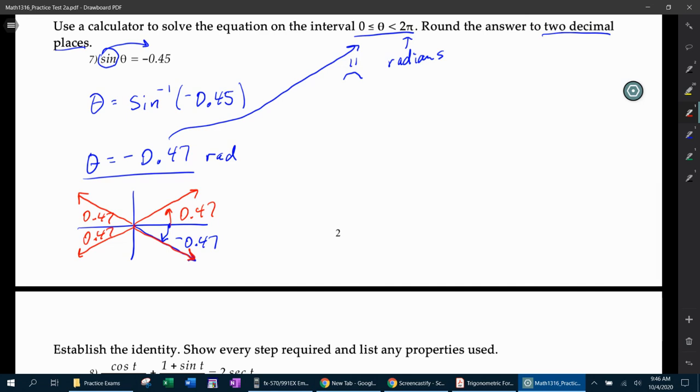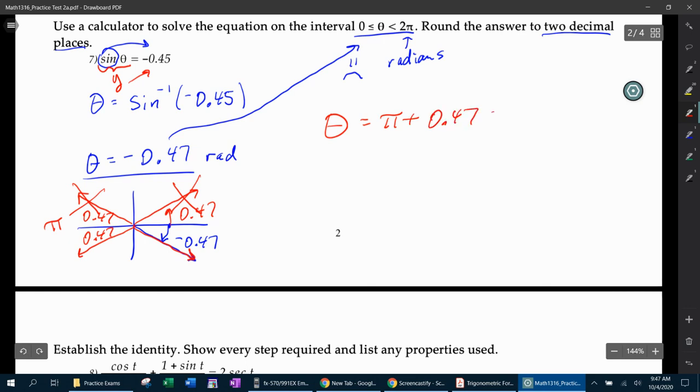And how I'm going to eliminate two of those is, remember that sine is y, and this answer was negative. So I know that the quadrant 1 and quadrant 2 angles are out because the y coordinate in quadrant 1 and 2 is positive, not negative. So I'm going to need the quadrant 3 and 4 angle here, okay? So for the first angle, it's going to be pi plus 0.47.